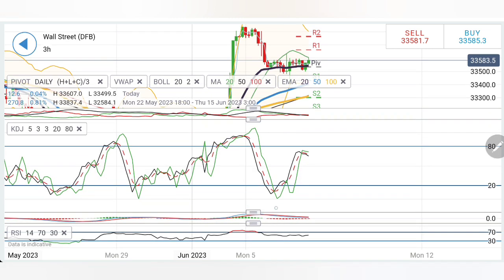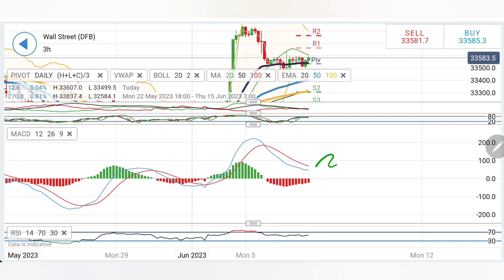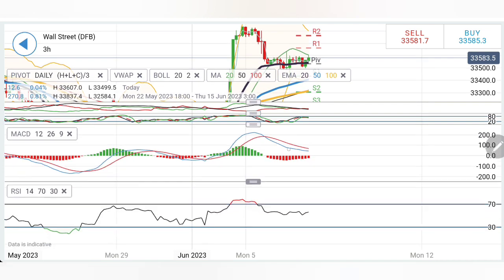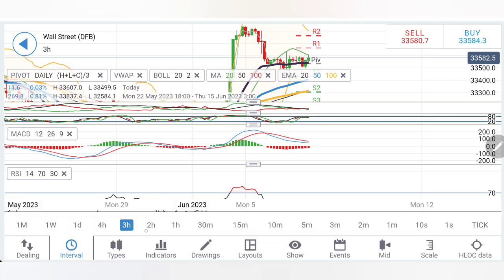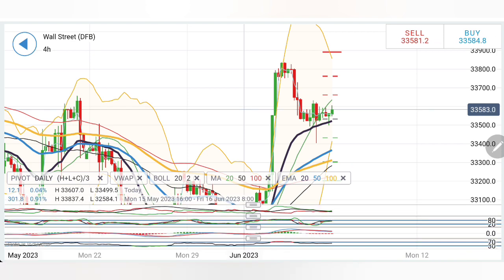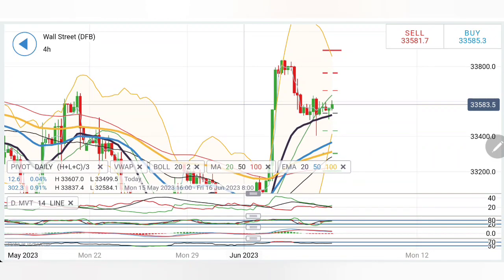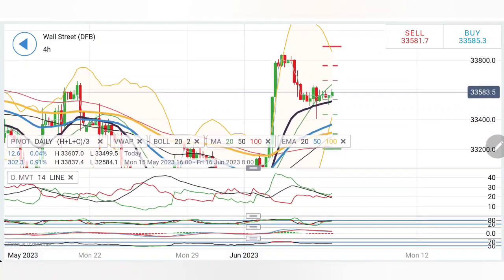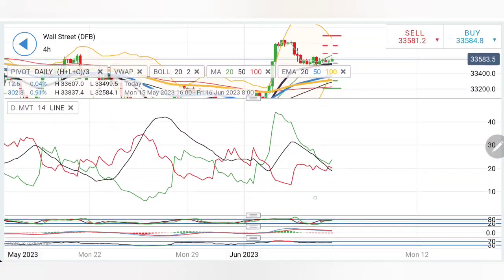Directional movement crossing over for buy, stochastic flat near to the top, MACD trying to converge crossover. It is not yet crossed over. RSI almost flat, and on the 4-hour charts also, see it is dropped here. It is consolidated. It is looking forward to reverse, possibly looking forward to double top. Hence, just be aware here. You have to enter at 33,600. You can buy here, but then be cautious till 33,660, 700, and then 800 levels.